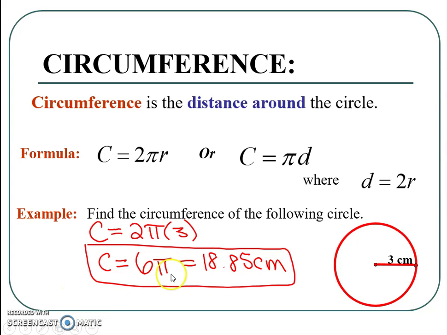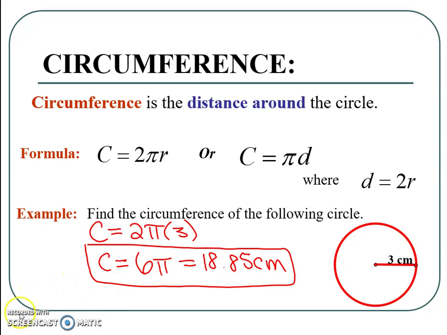When you do 6 pi, do not do 6 times 3.14 because pi is longer than 3.14. It is an irrational number. So what you want to do is, from now on, I want you to use 6 pi. Use the pi key on your graphing calculator.